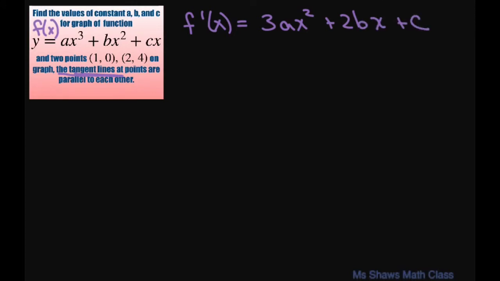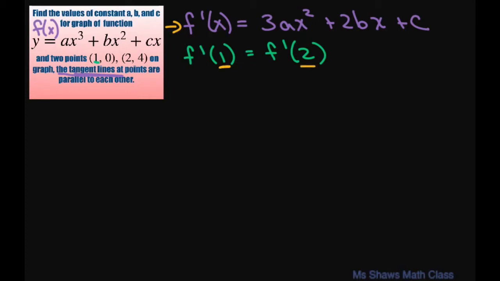Now, we know that the tangent lines that contain these 2 points are parallel. That means the slopes are the same. So that means f prime of 1 equals f prime of 2. So let's substitute in 1 and 2 into this equation and set them equal.